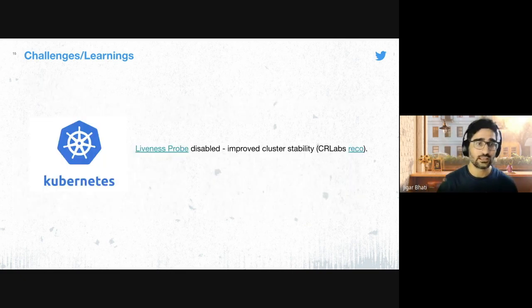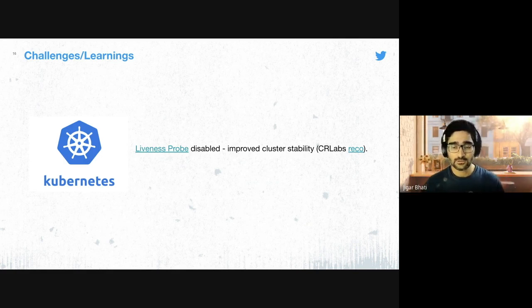And this is more like an independent Kubernetes related finding that we had. Initially, when we deployed, we did not have the liveness probe disabled. So under high QPS, what used to happen was certain nodes would fail the liveness probe checks, thereby causing them to go down and affecting the cluster stability. And CR Labs also recommend to have this liveness probe disabled. As soon as we disabled the liveness probe, it definitely improved cluster stability. So that was a big learning as well.